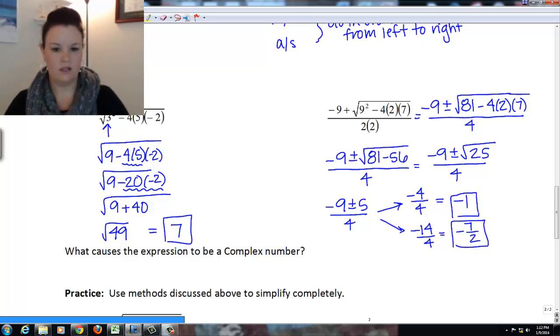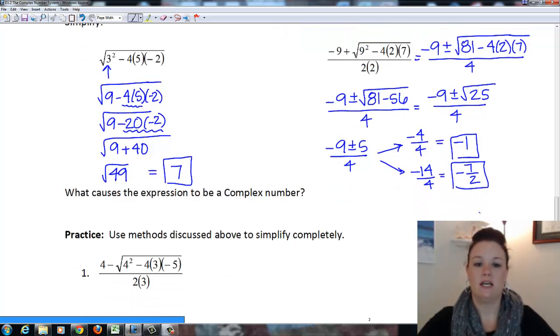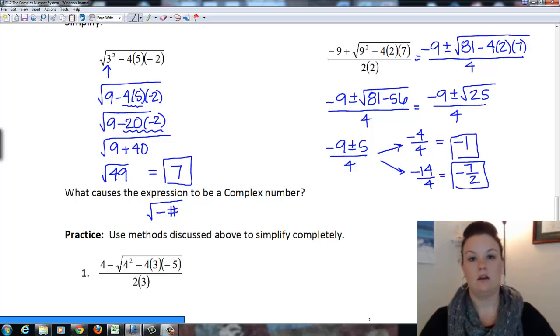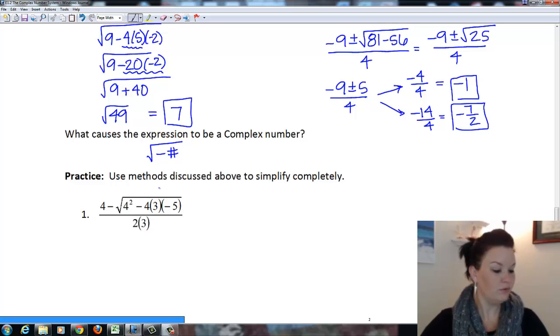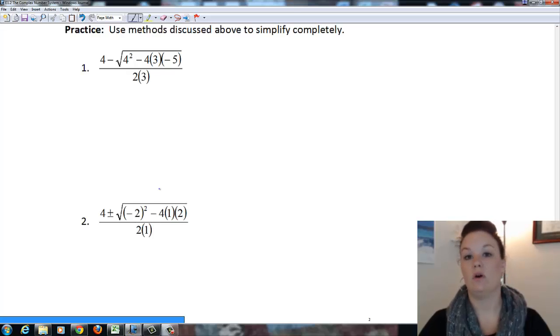Okay. So what would cause an expression to be a complex number? The only way we could get a complex number from an expression is if we end up with the square root of a negative number. Because that's how we pull out an i. That's where the i's come from. So there are two for y'all to try, and I'll give you a little bit of time, and then we'll go over them.